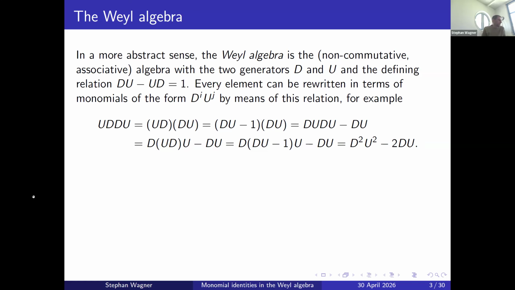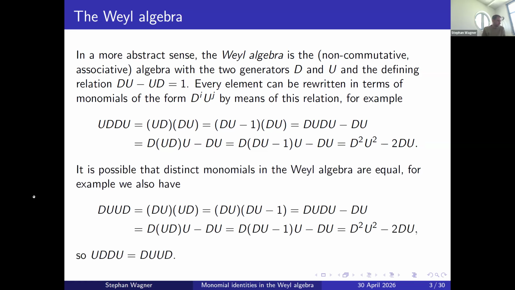If I do the same with duud, then it turns out that I get the exact same expression. I can follow the same steps as before, so I split into du and ud. By the defining relation, I can turn ud into du minus 1. It becomes again d^2u^2 minus du, and the rest of the steps is the same as before. So uddu is the same as duud.